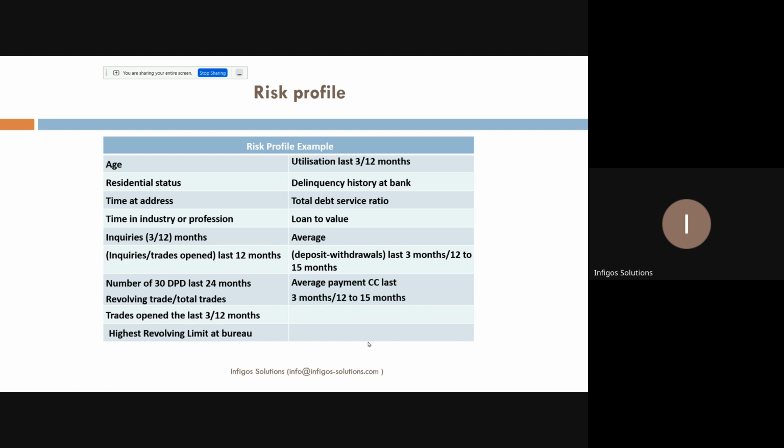And when you have a risk profile for a scorecard, it's more likely to be stable. If one variable goes wrong, it does not make the whole scorecard unstable. It will basically be balanced with some other variable. Anybody any question on risk profile?